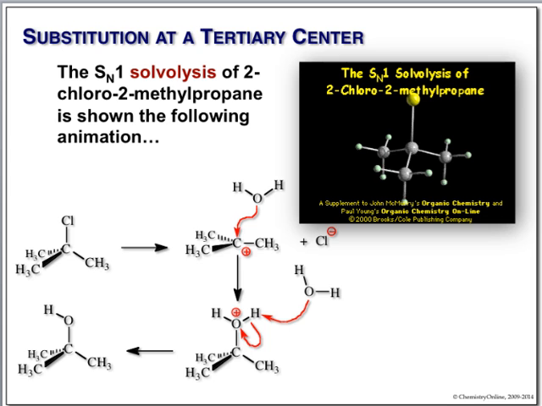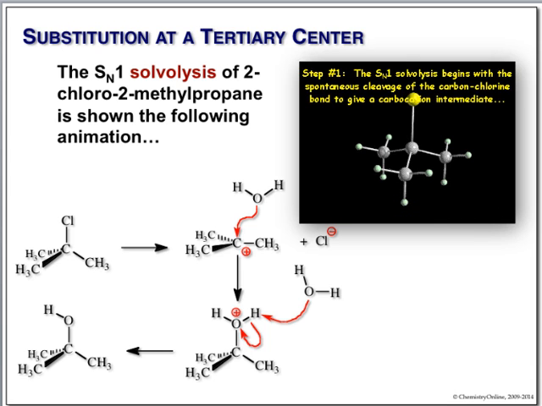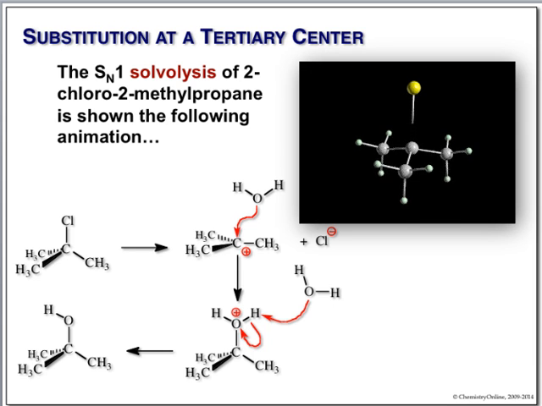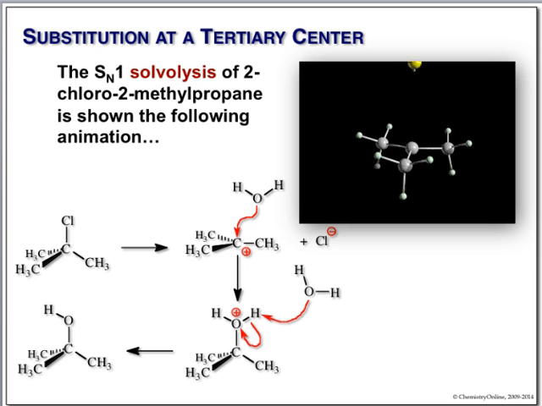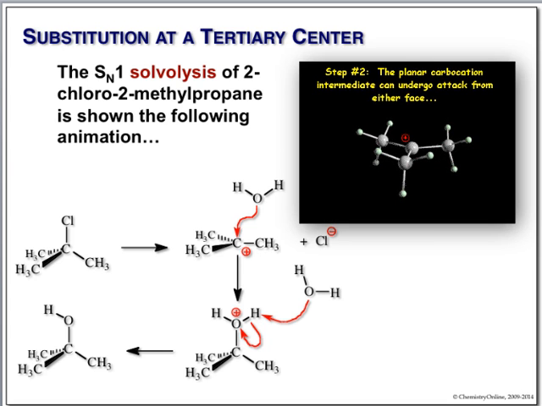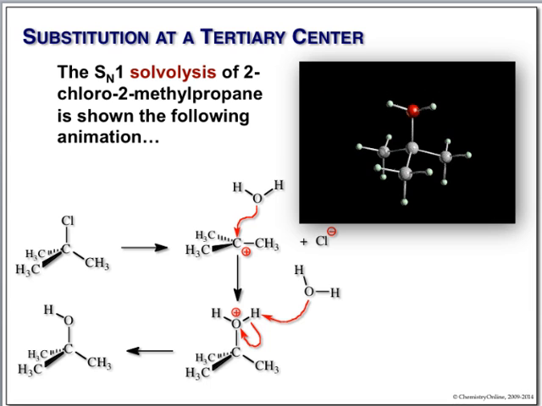Start off with tert-butyl chloride. Slow step. We're just going to break this bond by itself. That's our transition state. There's the carbocation. The nucleophile can now attack from the top or the bottom. We get the protonated alcohol, which quickly loses a proton to give our final product. Any questions?